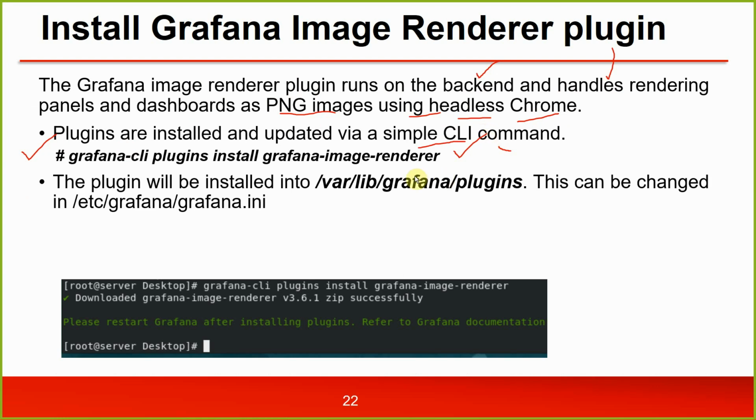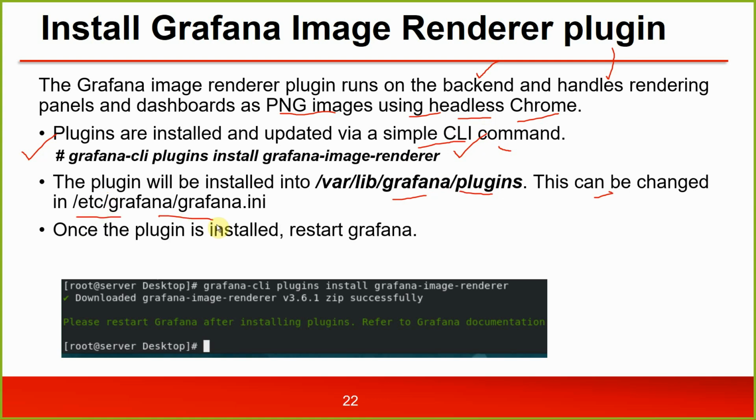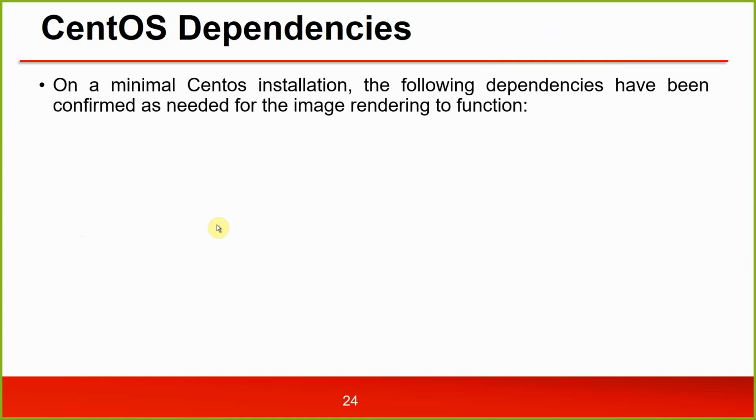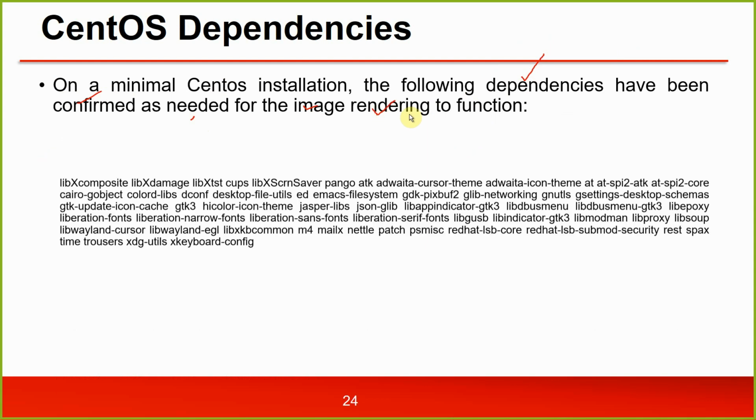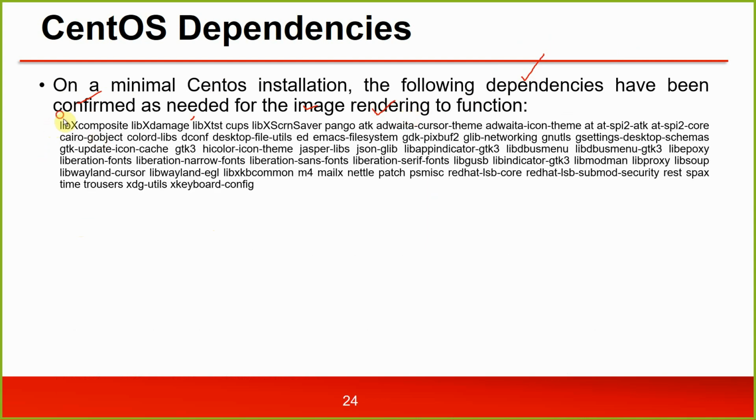The plugin will be installed in /var/lib/grafana/plugins. This can be changed in the /etc/grafana/grafana.ini file. Once the plugin is installed, restart Grafana with systemctl restart grafana-server. On a minimal CentOS installation, these are dependencies which have been confirmed as needed for image rendering to function. And this is what I listed in the PDF. You can simply download and install all of them.